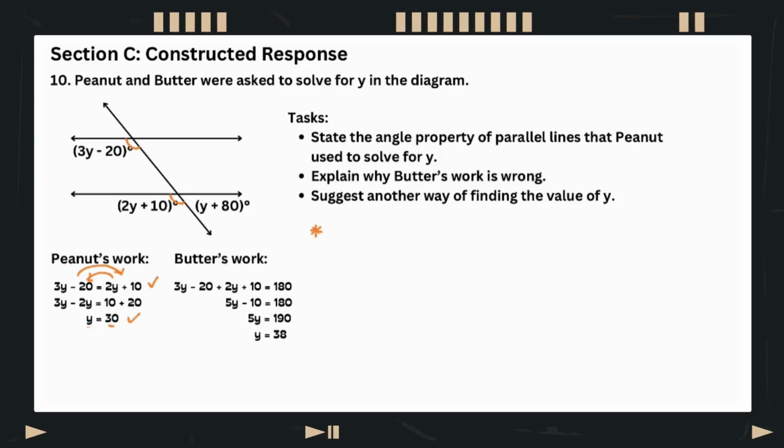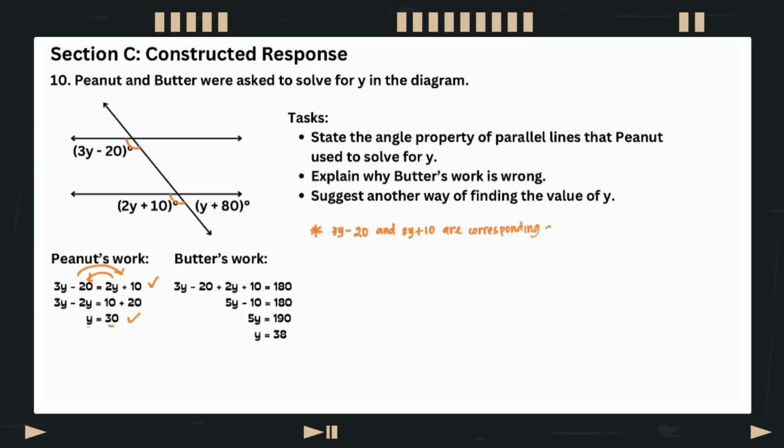Now, 3y minus 20 and 2y plus 10 are equal to each other because that's the first task: 3y minus 20 and 2y plus 10 are corresponding angles. Okay, corresponding angles.